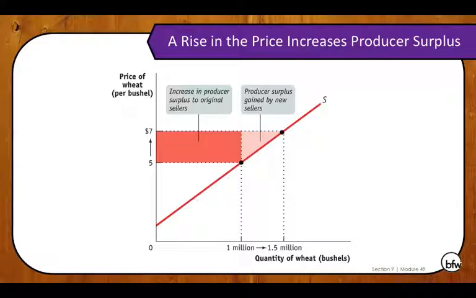Likewise, if there was a lower price, that would decrease the quantity supplied, and it would decrease producer surplus. The triangle below the price and above the supply curve would get smaller.